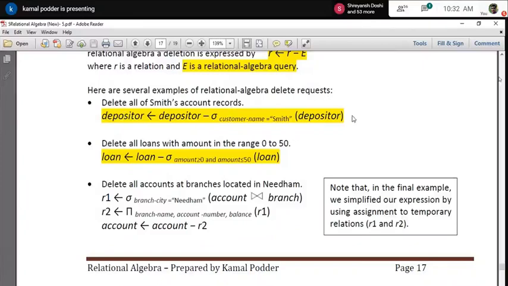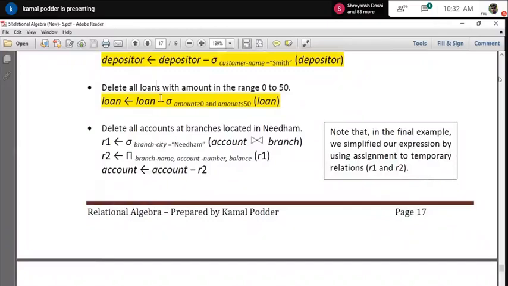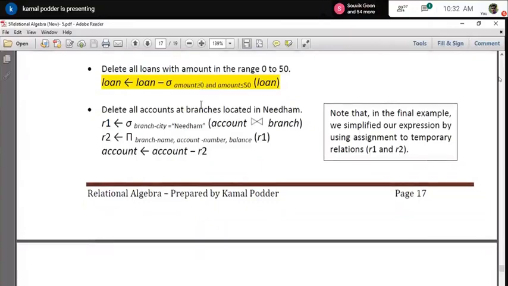Similarly, deleting all the loans with the amount in the range 0 to 5. If you really want to do that, then similarly you just select those loan tuples by writing the appropriate predicate, and then perform the minus. This is basically the delete operation using relational algebraic expressions.